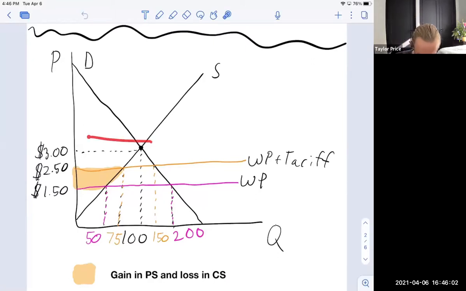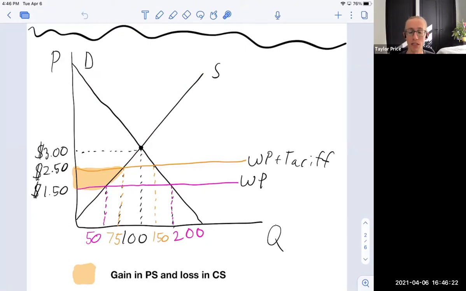So the first one is the domestic price. We see the domestic price here is $3, and we know it's the domestic price because it's the intersection of the demand curve and the supply curve. So this is going to be our domestic price of the good.